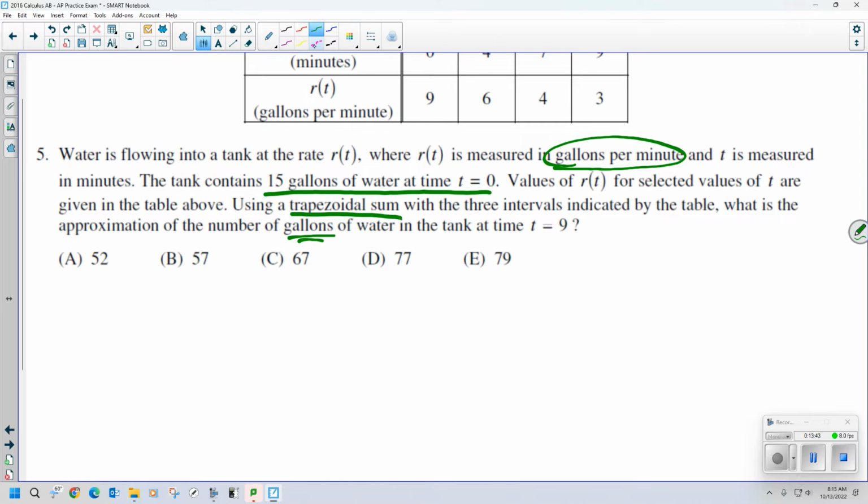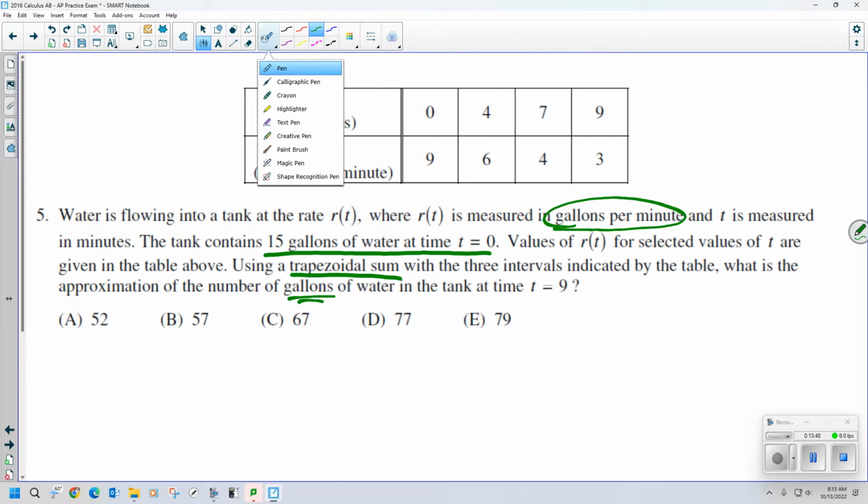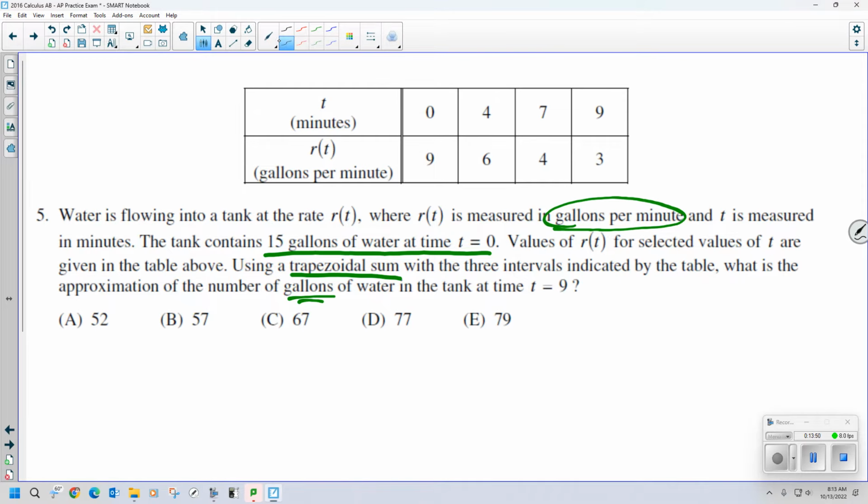So what I'm going to do first is figure out my 3 subintervals. From 0 to 4 is my subinterval 1. From 4 to 7 is my subinterval 2. And from 7 to 9 is my subinterval 3. I like to create these rectangles so I can see them as the trapezoids I'm creating under the curve.